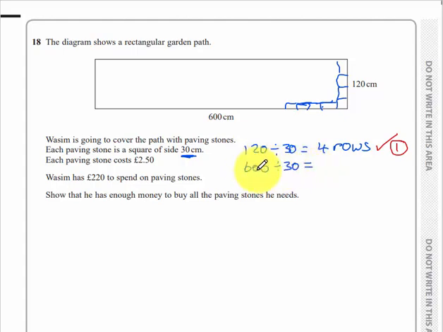Now I'm not too sure what 600 divided by 30 is, but I know I can divide both numbers here by 10 and end with 60 divided by 3, which will give me the same answer. So there'll be 20 stones in a row. So along here on this first row I will end up with 20 stones, and I'm going to have 4 rows of that.